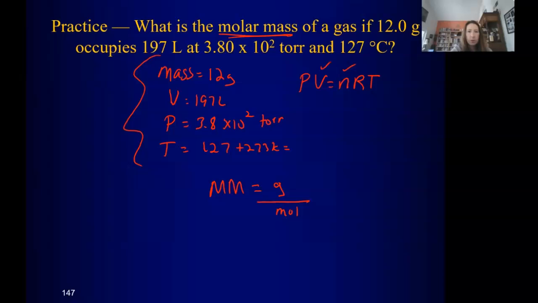Then we have a volume, then we have a pressure, and then we have a temperature, and we always have R. Wait, that doesn't make any sense, right? We can't have every single one of these. So we must be missing something. Okay, well, let's look closer.